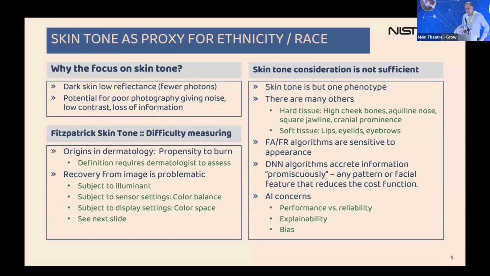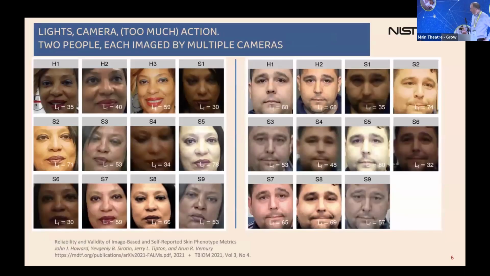It is now being done by people looking at AI by inspecting an image displayed on, say, a laptop or a monitor. That, of course, is subject to variation to do with the illuminant, the sensor settings that capture the image, and the display settings. I'm going to show you on the next slide why this is problematic. So here's the next slide, and we'll go back.